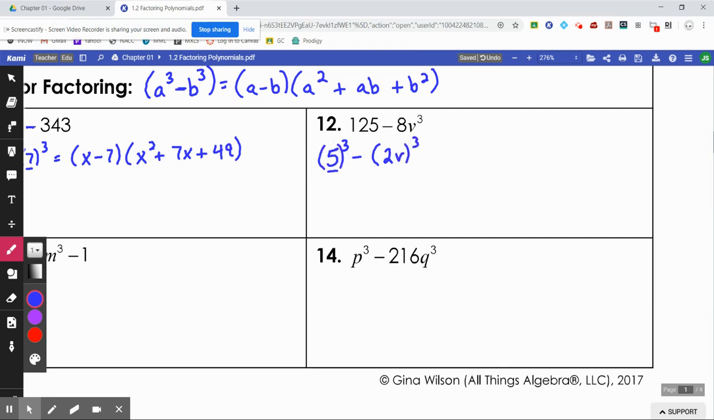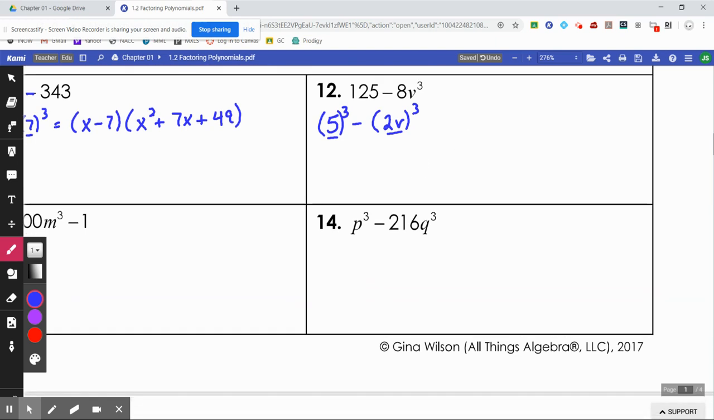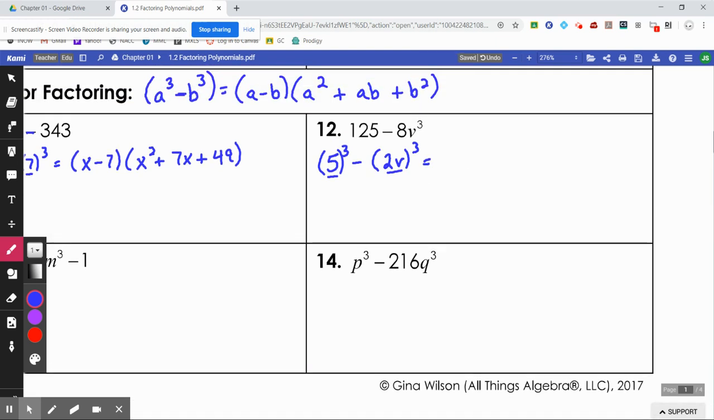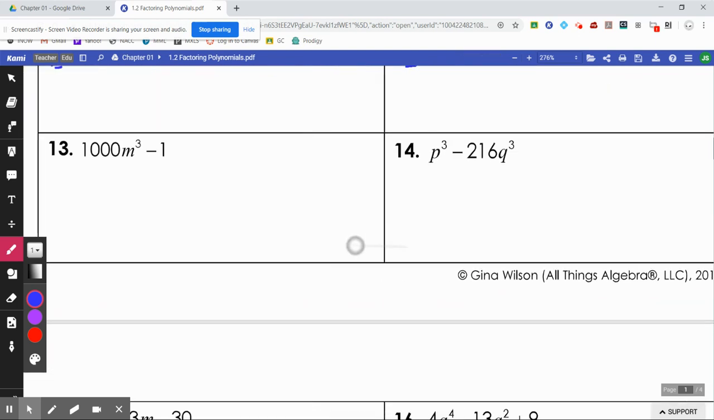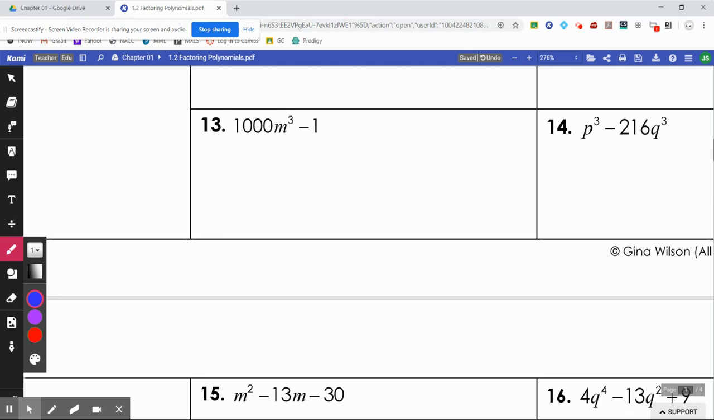So here would be your a, here would be your b. So in my formula, I have a minus b, which would be 5 minus 2v, times 5 to the second, plus a times b, which would be 10v, plus 2v to the second, which would be 4v squared. And that's it.